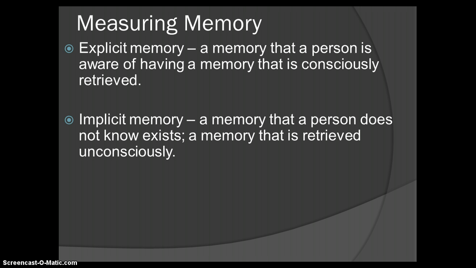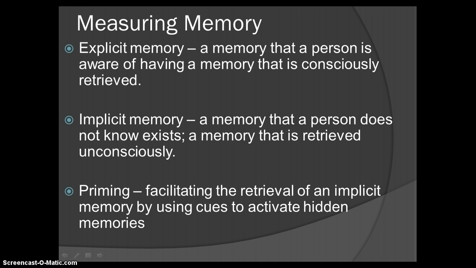For example, knowing where the letters are located even though they might not appear on your keyboard is a type of implicit memory. Many people find that they cannot directly remember certain information even though they know it. One way to show that an implicit memory exists is to use priming. Priming is facilitating the retrieval of an implicit memory by using cues to activate hidden memories.